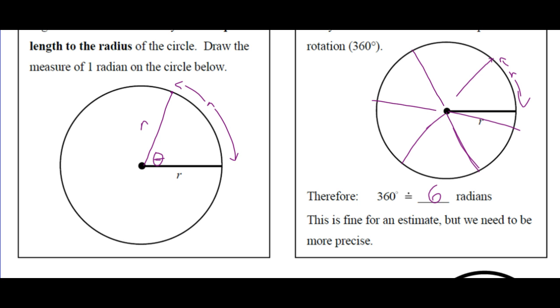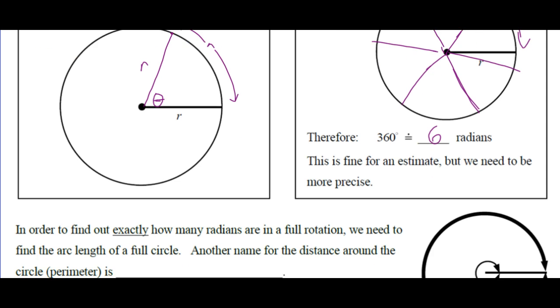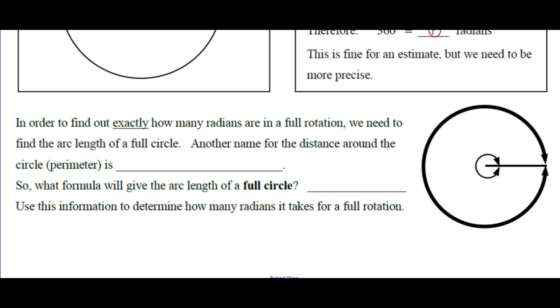Okay. Again, this would work very nicely if you did it with a piece of string and actually laid the angle off, right? You need a piece of string because this is not a straight line, so we really would have to lay it off. Now, we want to find exactly how many radians. So we know there are 360 degrees in a full rotation, right? Now we want to figure out how many radians are in a full rotation. Well, to do that, we need the full length of the circle, the arc length. Another name for the distance around the circle, the perimeter of a circle, is the circumference.